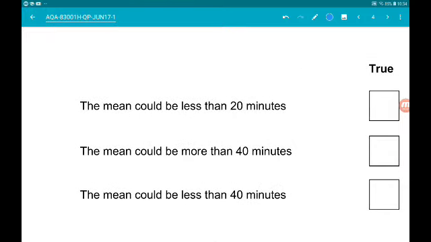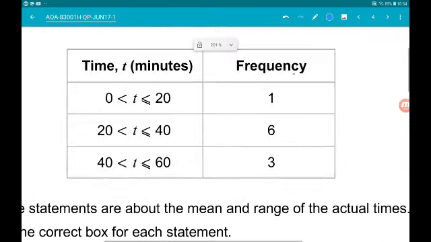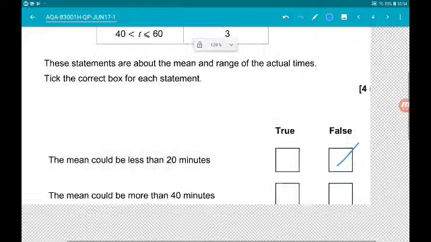Second one. The mean could be more than 40 minutes. So the people in the third row, the 3 people, could have taken 60 minutes to complete the task. The 6 in the second row could all have taken 40 minutes, and the 1 in the first row could have taken 20 minutes. So, if that was the case, then the mean would definitely be greater than 40 minutes. So that one's true.